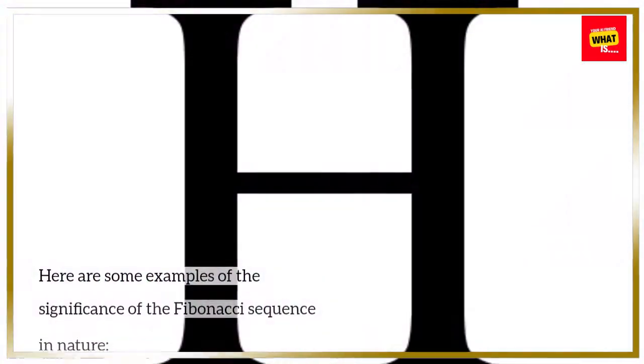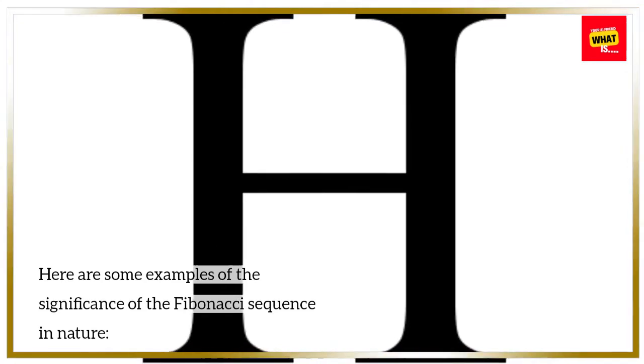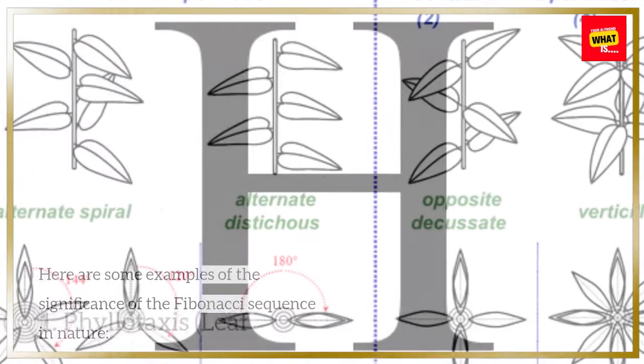The Fibonacci sequence has fascinating mathematical properties, and its occurrence in nature is often associated with the arrangement of structures, patterns, and proportions in various living organisms. Here are some examples of the significance of the Fibonacci sequence in nature.